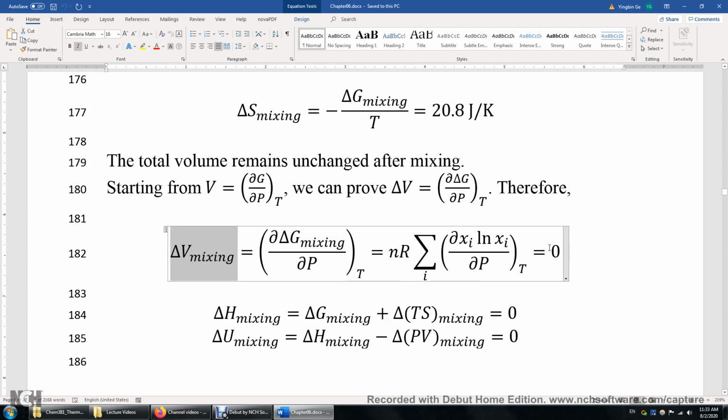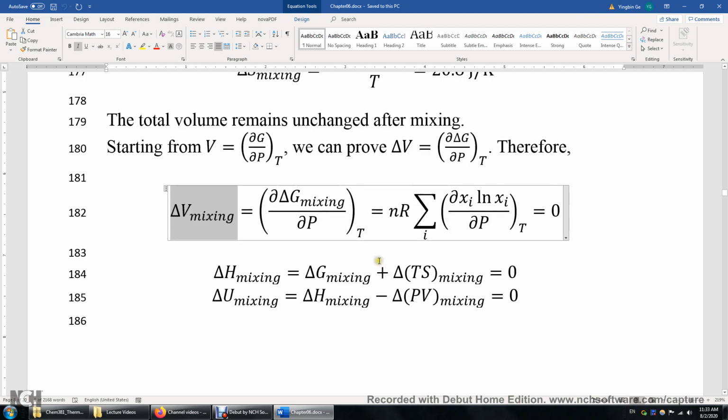So you start from a total volume of, let's say, 20 liters. You end up with 20 liters. And then we can easily prove this delta H mixing is 0, and also delta U mixing is 0. So this is another way to prove delta U of mixing is 0, because if delta H is 0 and the temperature is constant, therefore P times V remains unchanged. So this change is 0 as well.